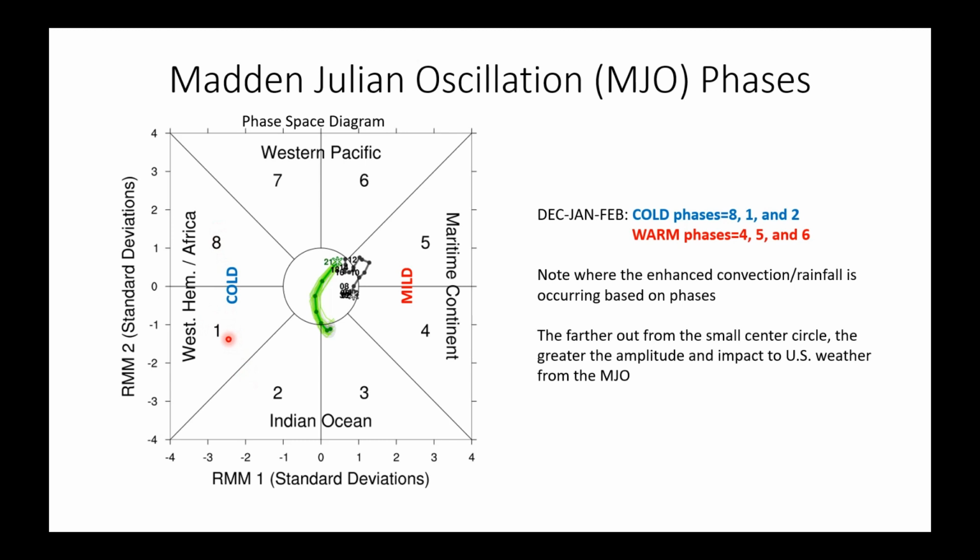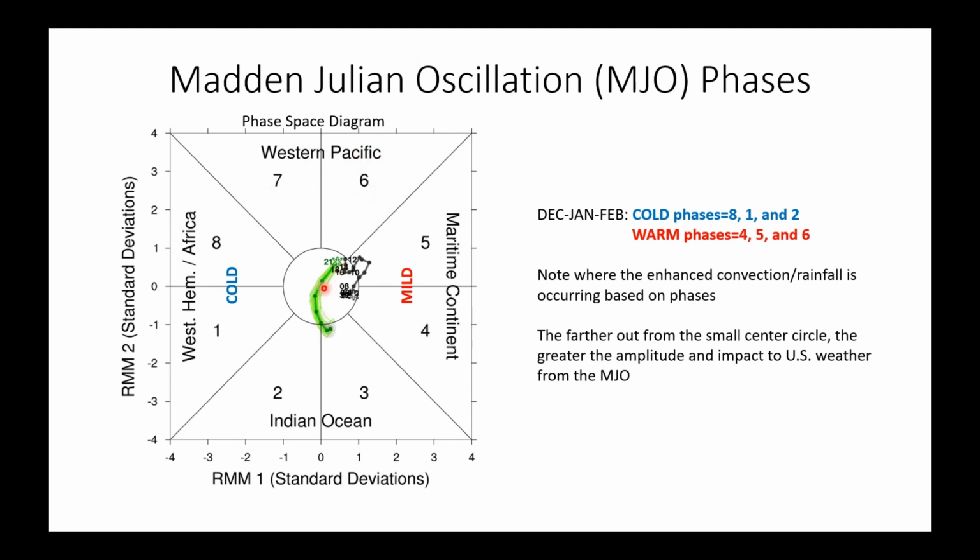Phases 8 and 1 have convection in the Western Hemisphere and Africa. If the MJO is in phases 2 or 3, we have convection in the Indian Ocean. If we have phases 4 and 5 of the MJO, we have convection over the Maritime Continent or Australia. And then if we have MJO in phases 6 or 7, that convection or enhanced rainfall is going to be concentrated or focused in the Western Pacific Ocean.